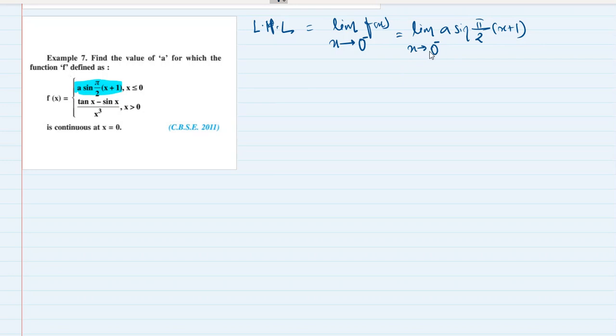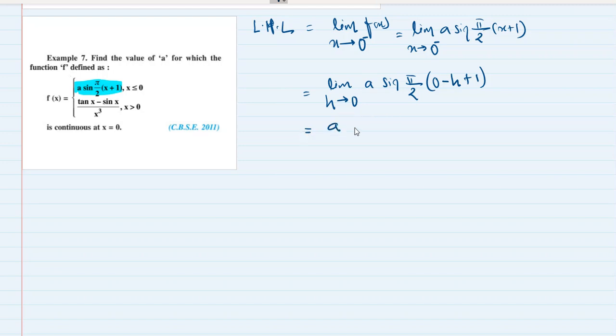Now we will replace this 0 minus with h. The h method. So limit when h tends to 0 of a sine pi by 2 bracket, in the place of x I'm going to write 0 minus h plus 1. Now we know that h itself is tending to 0. H is moving towards 0. That means h is becoming so small that it is very close to 0. So what we can do is remove limit and directly convert h to 0 only.